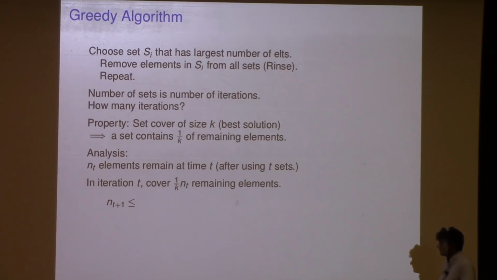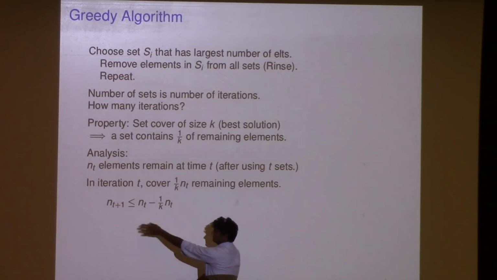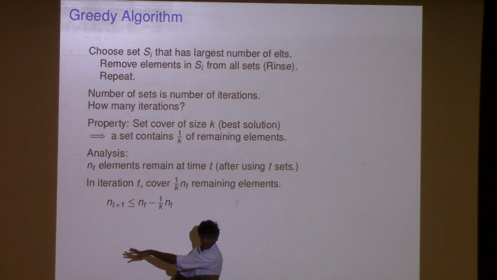Okay, so n(t+1) is less than what? Well, it's less than nt minus whatever you've covered. Now, it might be smaller. It might be much smaller.